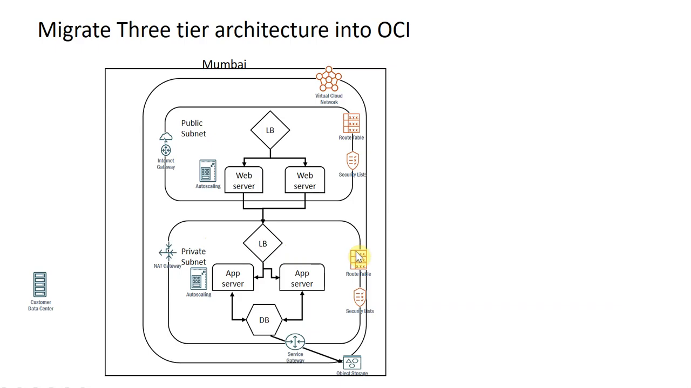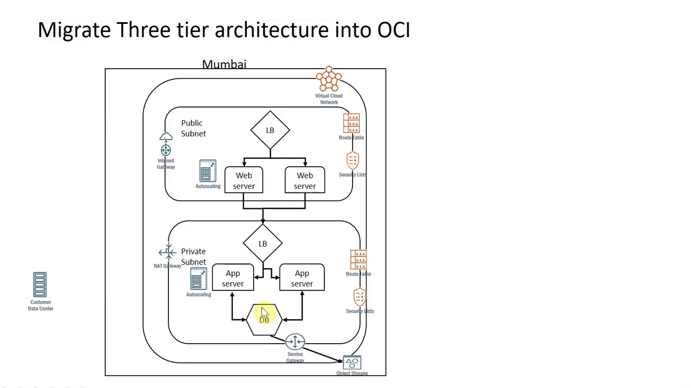So those rules will be defined on the route table, as well as the security rule will be defined at the firewall level. If you take the private subnet, the security list will allow the communication only from the public subnet, I mean the web server. It won't allow connections from the outside world. So those will be defined in the security list.